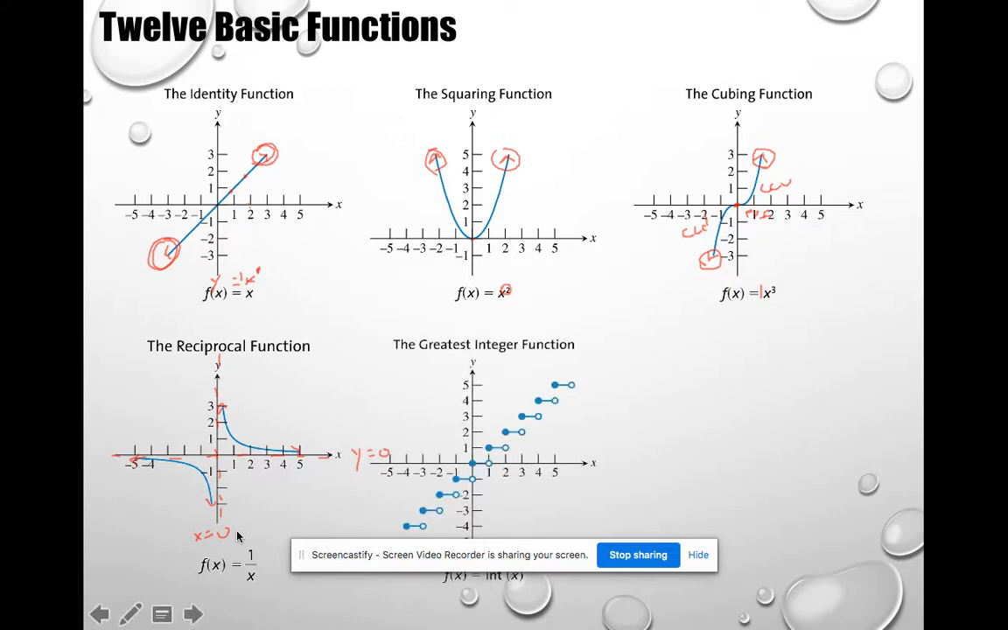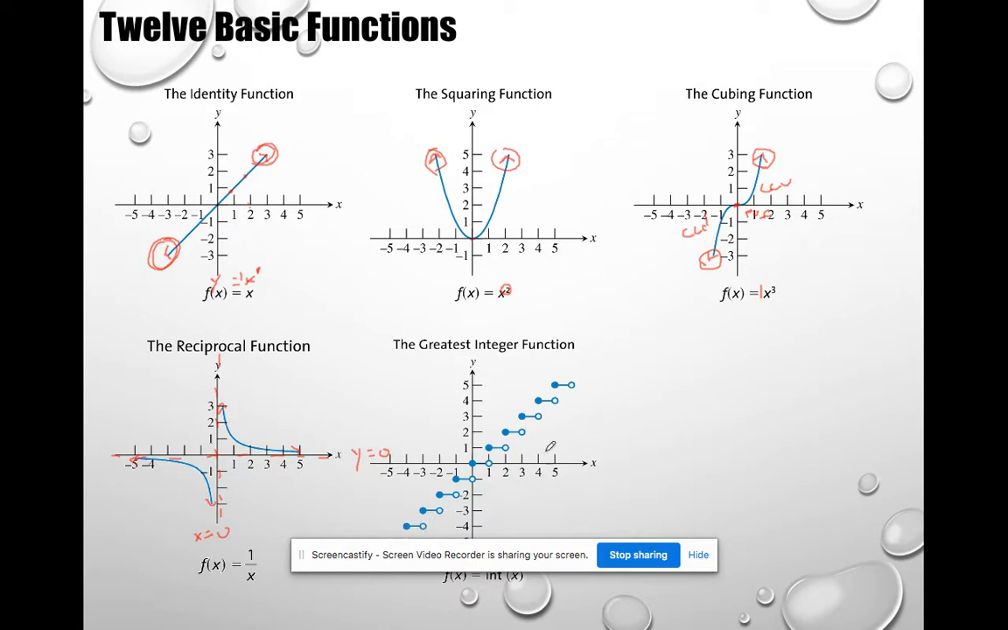The greatest integer function, remember, is not that common, but it does have a lot of applications in computer science, and a little bit in calculus as we investigate something called right and left hand limits. But notice the greatest integer function has closed dots and then open dots.